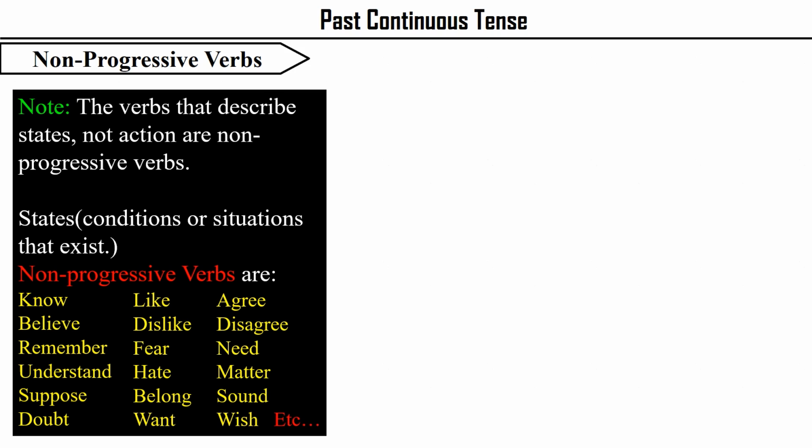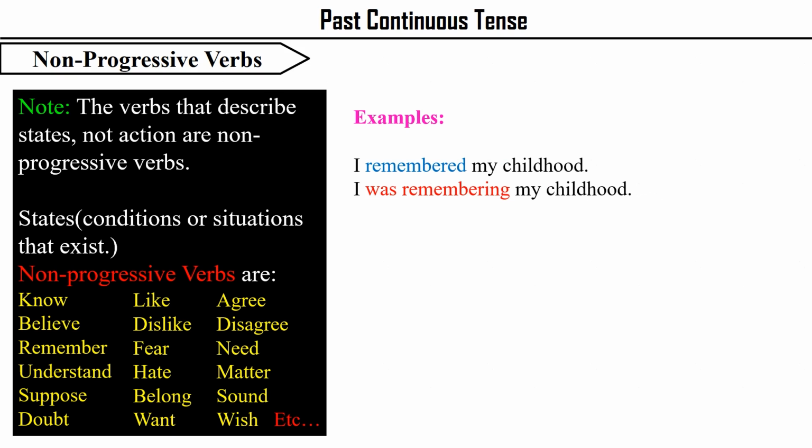Let's look at some examples. I remembered my childhood. The past simple tense, I remembered. But it is wrong to say I was remembering my childhood, because remember is a stative verb. We cannot use it in continuous tense. It is wrong to say I was remembering my childhood.